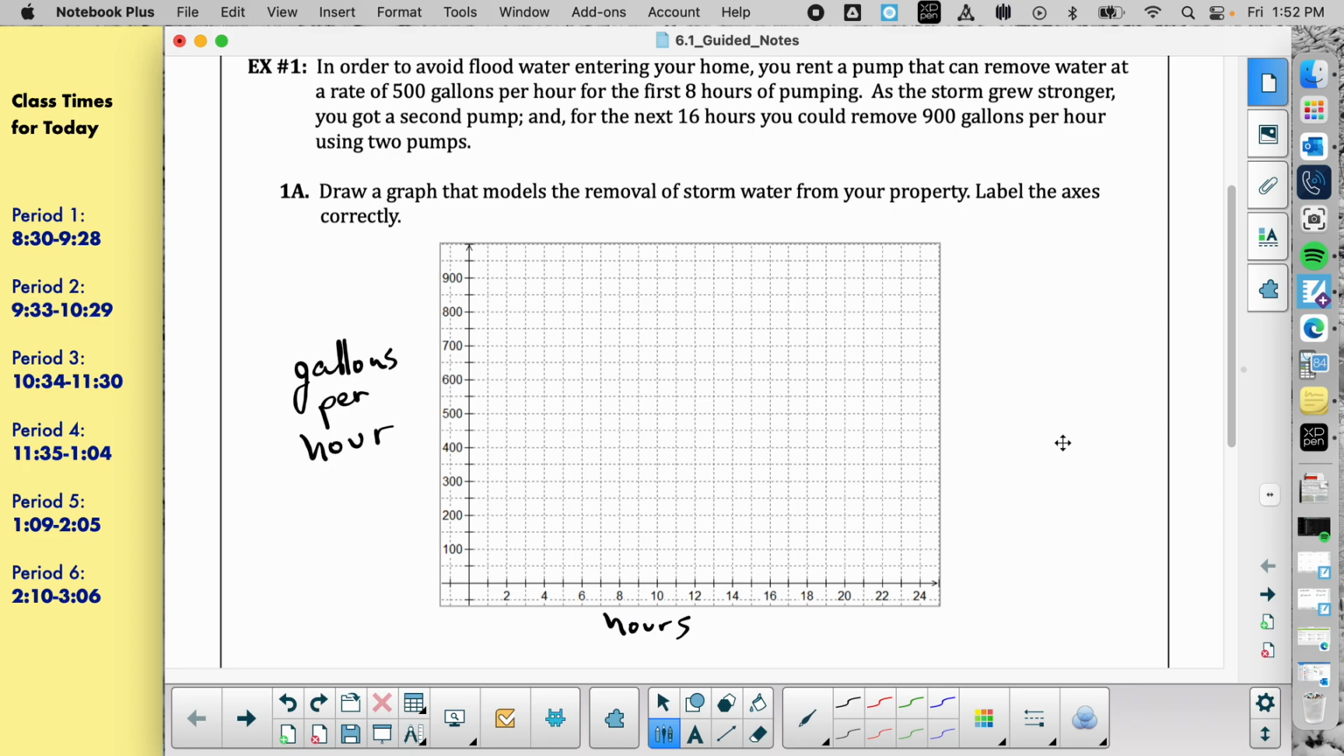Okay, so if we draw what this situation says, it's basically the easiest graph you've ever had, right? It's 500 gallons per hour for the first 8 hours. So that's what that rectangle would show. And then they added a second pump, which was probably a different size because it's not doubled. And it goes to 900 gallons per hour for the next 16 hours. So literally 24 hours of pumping water out of your house can't be great. And that's why I'm very thankful I've never had to do it.